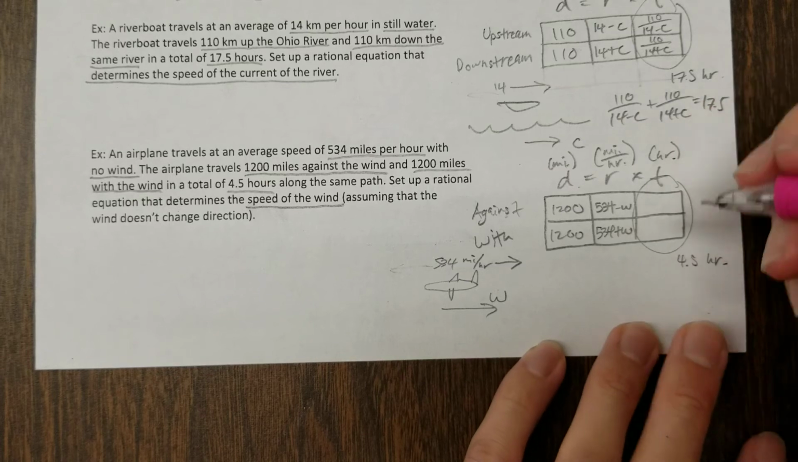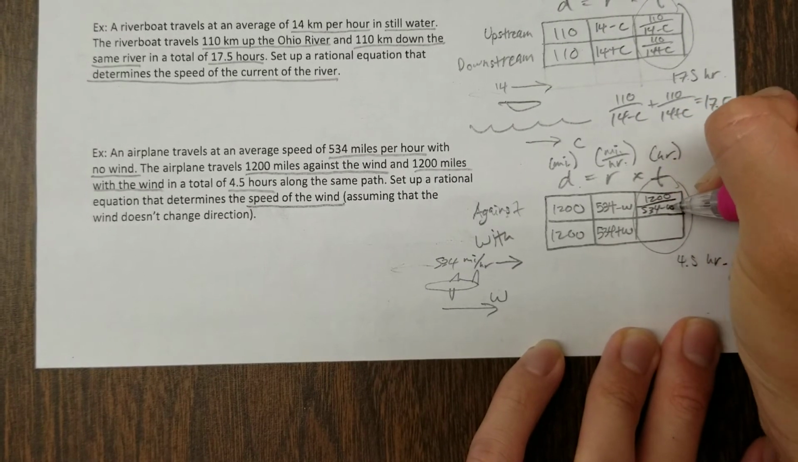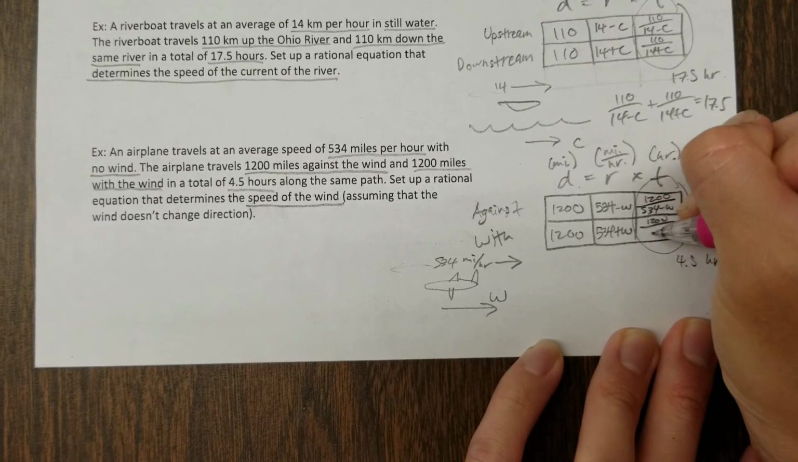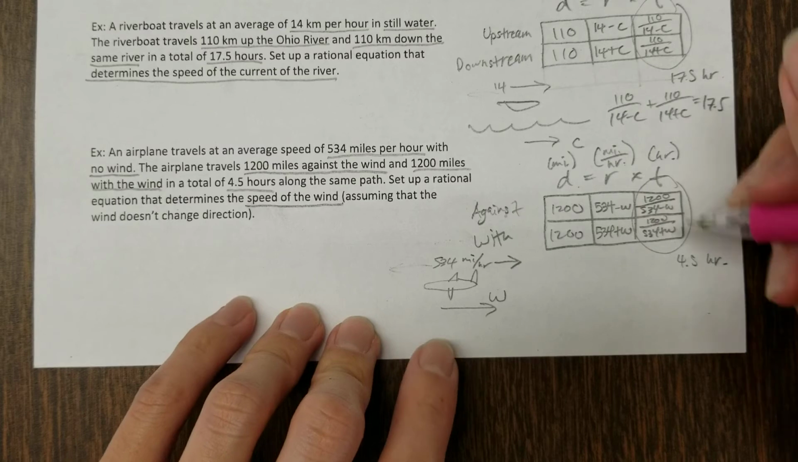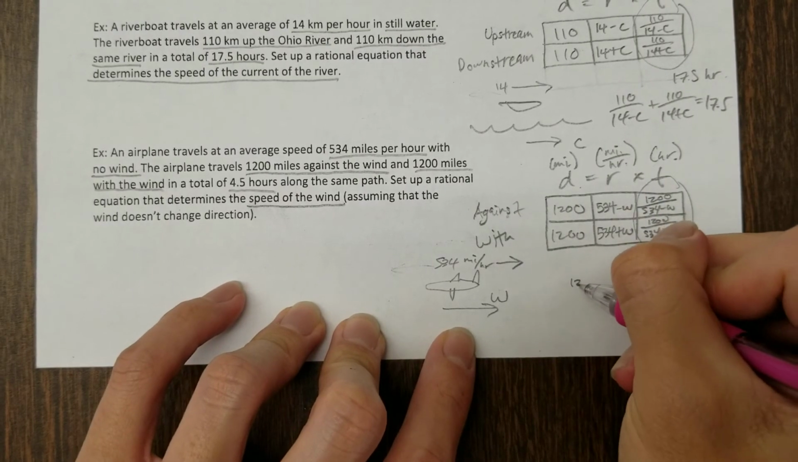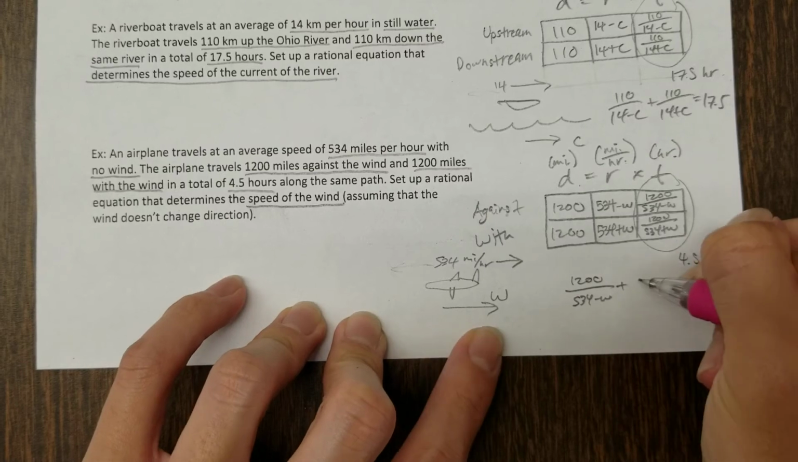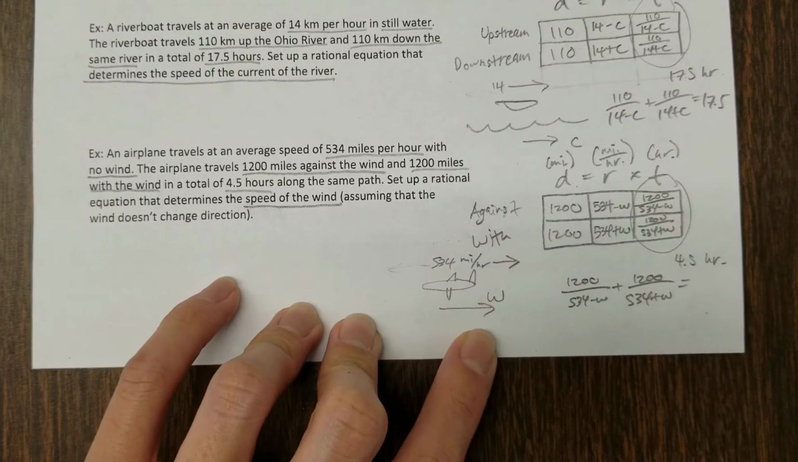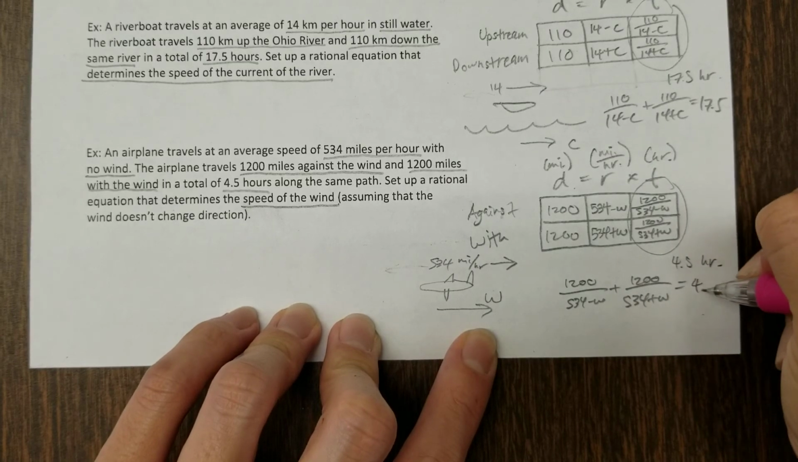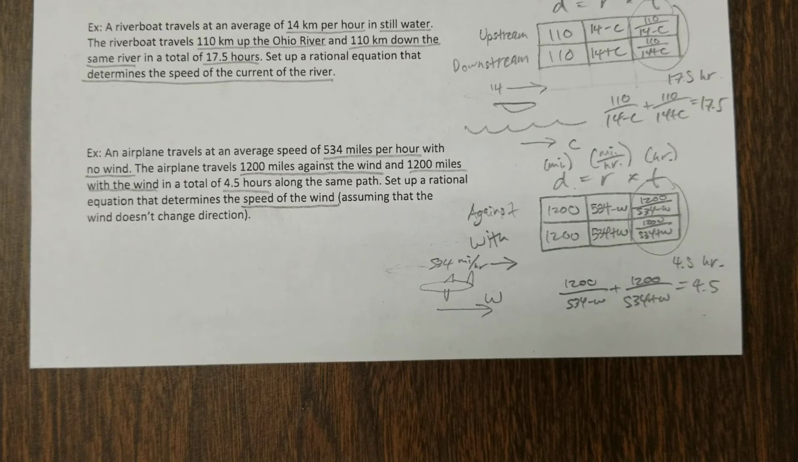Now our time is going to be 1,200 divided by 534 minus W. The other one is going to be 1,200 divided by 534 plus W. Now we can set up an equation: 1,200 divided by 534 minus W plus 1,200 divided by 534 plus W equals 4.5 hours. And that is essentially what we could use to solve for the speed of the wind.